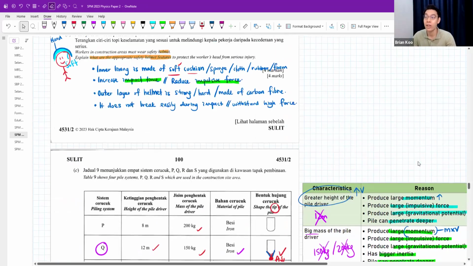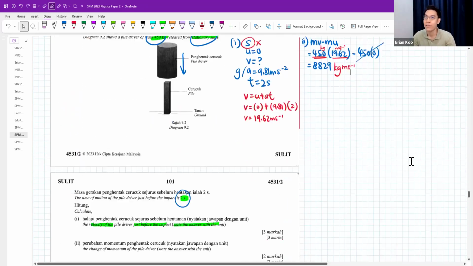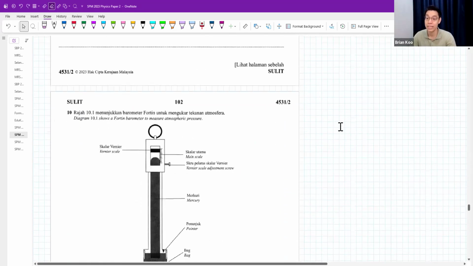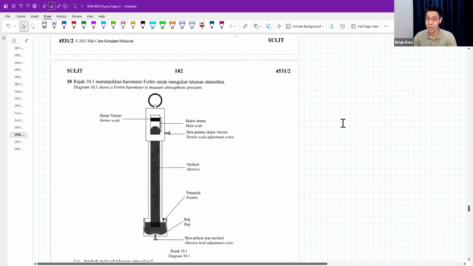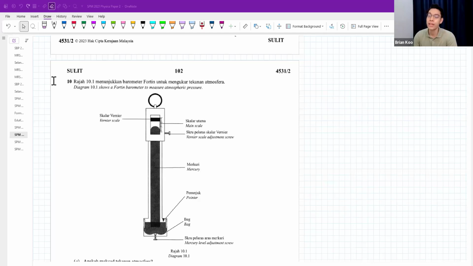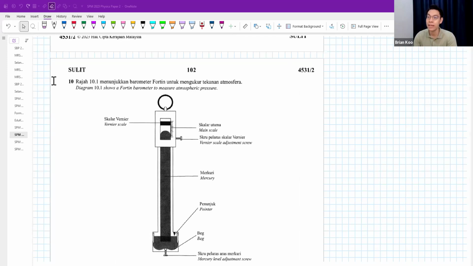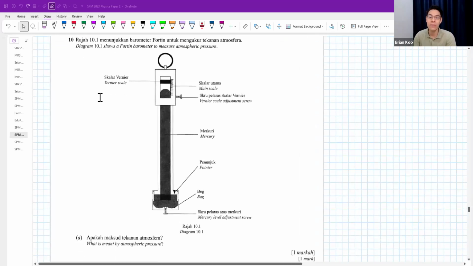Okay, a lot of people did this question. In fact, like 95% of students were doing this question because the next question is a bit more unexpected. That is question number 10. Why unexpected? Because many people didn't expect pressure that year to come out first. And even if they ask pressure, they ask something quite out of the box. They ask about a barometer.